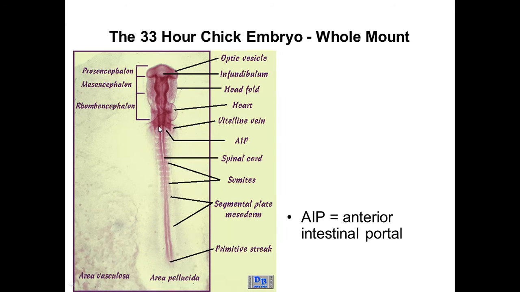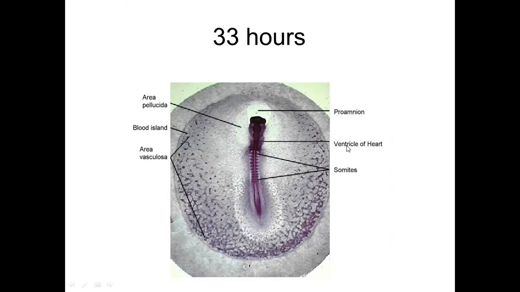In the middle of the vitelline veins, you can still see the opening of the foregut, known as the anterior intestinal portal. On the sides of our spinal cord, we can see the somites, the paired block-like mesodermal cells. These somites are aggregates of mesodermal cells. Notice also that the primitive streak at this stage has already regressed to a very small size.